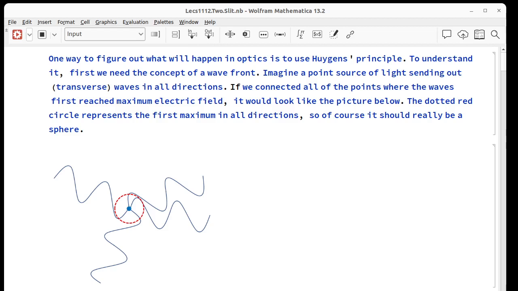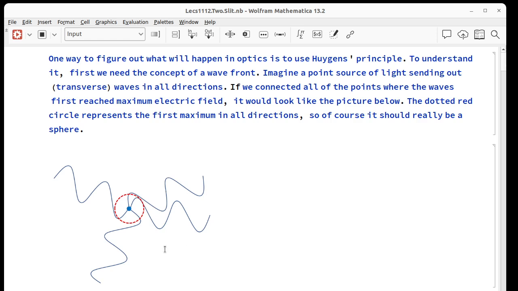As we move on to wave optics, one of the ways to figure out what's going to happen is to use something called Huygens' principle. And to imagine this, we need the idea of a wave front. So let's say this blue dot is a point source of light, sends out waves in all directions. Now remember, the wavelengths for visible light are hundreds of nanometers, so this is very magnified.